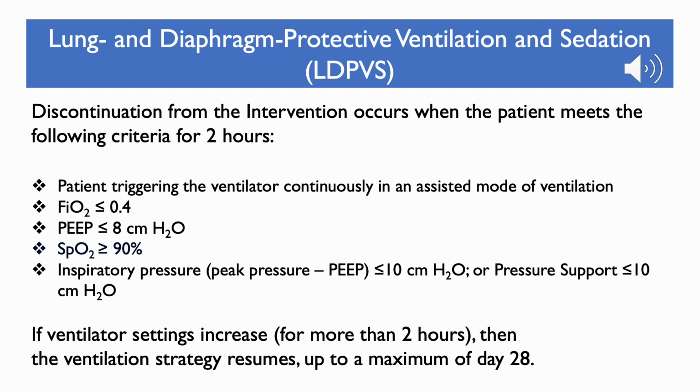Once the patient recovers from respiratory failure, the intervention can be discontinued. The criteria for discontinuing the intervention are as follows. The patient should be triggering the ventilator continuously. The FiO2 must be less than or equal to 40%. The PEEP must be less than or equal to 8 centimeters of water, the saturation greater than or equal to 90%, and the inspiratory pressure, which is computed as the peak pressure minus the PEEP, has to be less than or equal to 10 centimeters of water.